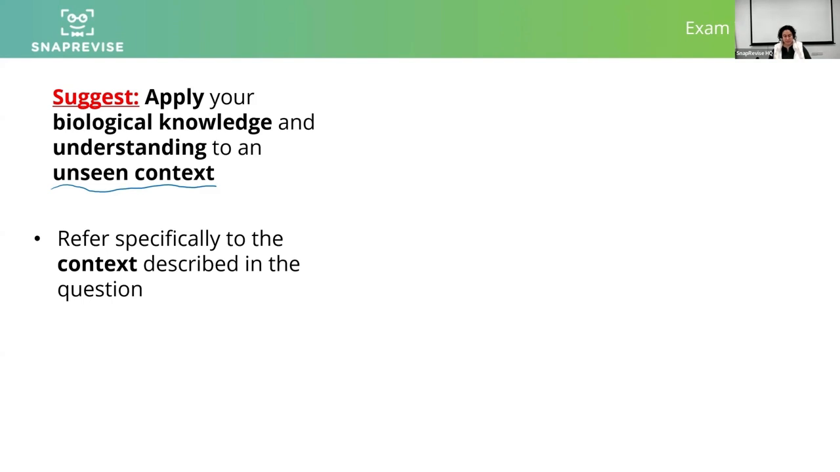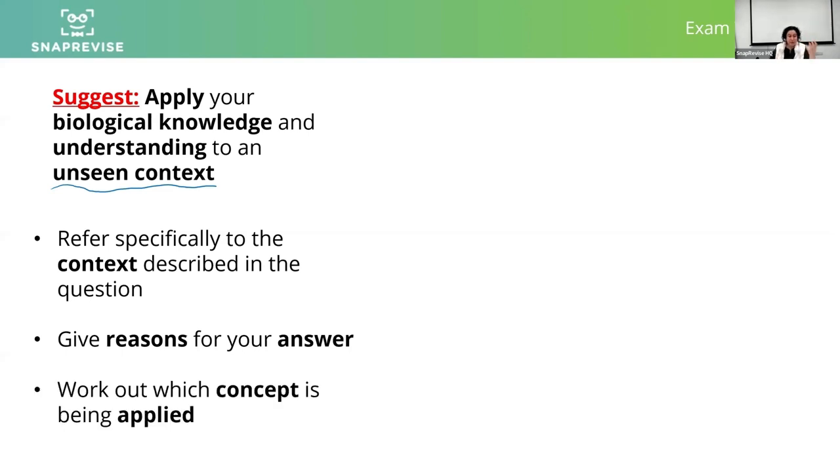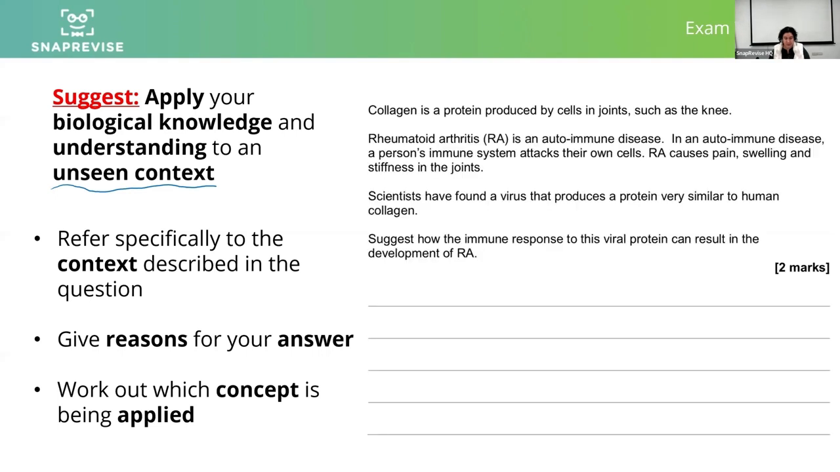So you have to make it clear with your phrasing that you are actually referring to the context that's described in the question. And you have to, of course, give reasons for your answer. So suggest questions, it's almost like they've got like a little hidden explain word in there. And you have to also work out which concept is being applied. So basically identifying the context here and the part of your specification that you have to utilize to answer this is what can be a bit of a challenge. But let's see how we can develop an approach for it.